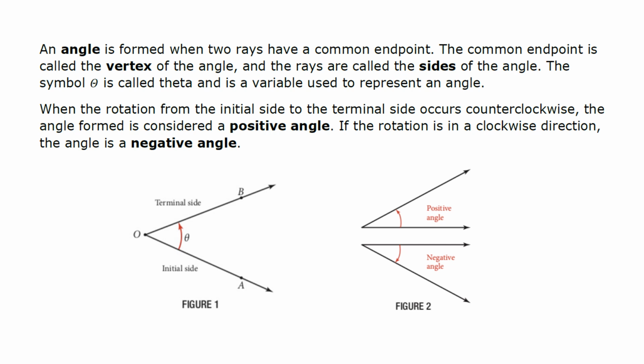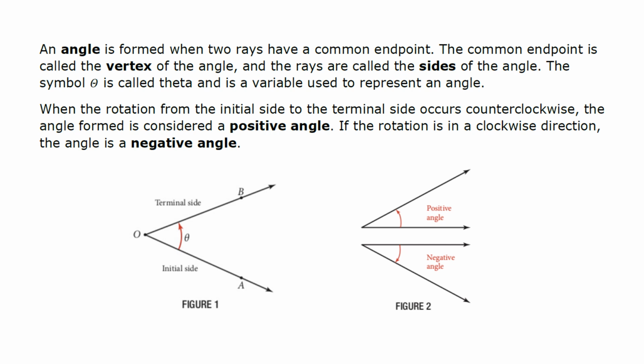An angle is formed when two rays have a common endpoint. The common endpoint is called the vertex of the angle, and the rays are called the sides of the angle. The symbol theta, which is this circle with a line through it, is a variable used to represent an angle. So when we think of theta, we are thinking of a degree measurement that is formed by two rays, as you see here in figure 1.